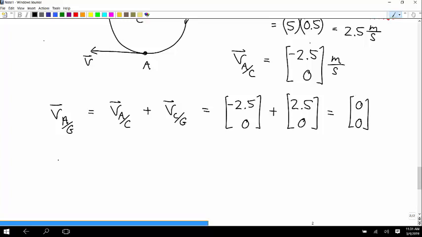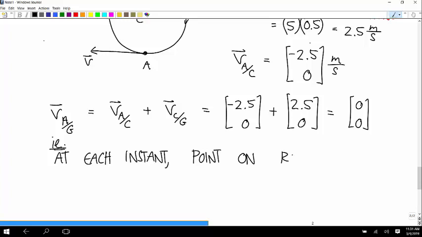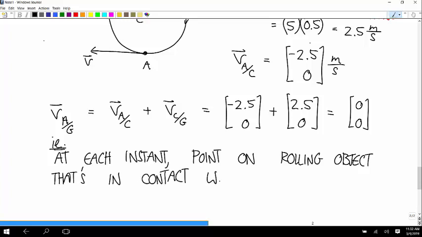Okay. So in other words, at each instant, the point on a rolling object that's in contact with the ground is at rest.